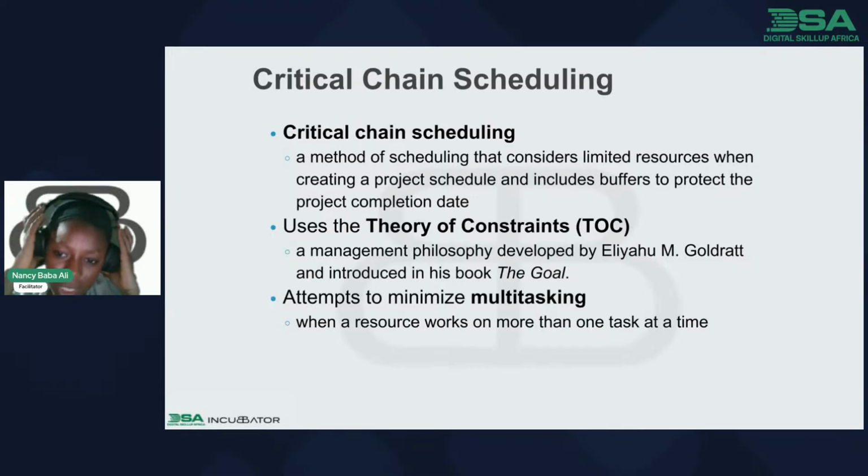So critical chain scheduling is just when you have to work with limited resources. Most of the time, you might plan to use so many hands on deck, or you have to get so many contractors. But maybe the budget is not sufficient for the project, so you have to maximize the little resources and materials that you have. You just have to work with the budget, with the little you have, and try to capitalize on it. That's just what critical chain scheduling means.